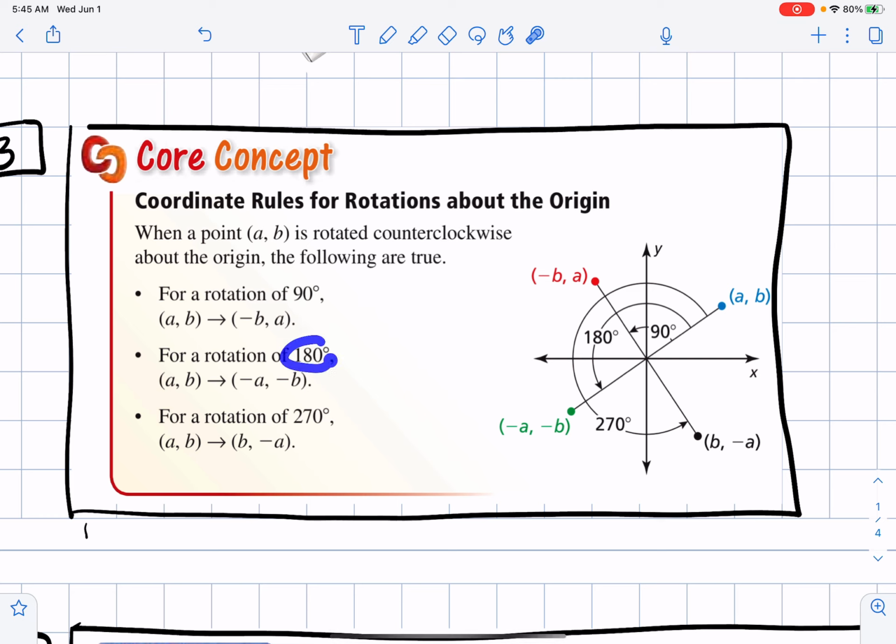So rotating 180 degrees, take any point (A, B) and turn it into (negative A, negative B), which makes kind of sense because if this is (A, B), then (negative A, negative B) ends up in the opposite quadrant. So that would give you a rotation of 180 degrees. 270 degrees says take any point (A, B) and turn it into (B, negative A). So if this is point (A, B), I would turn it into (B, negative A), and that would give me a rotation of 270 degrees all the way around. So this little box, very, very helpful. Make sure you have that in your notes.